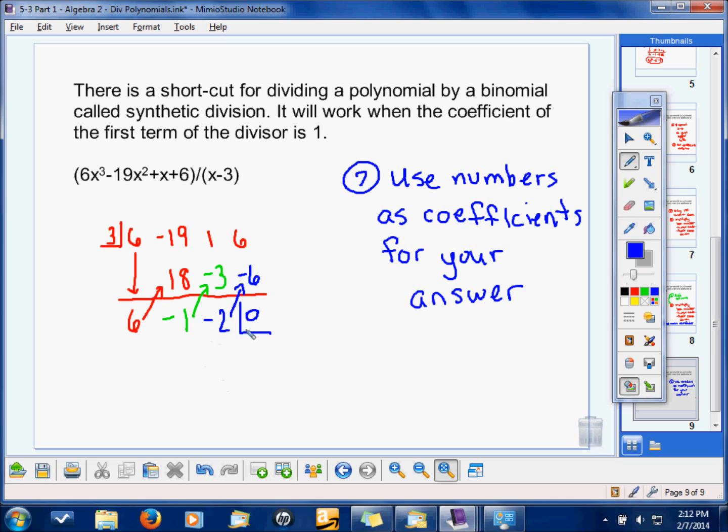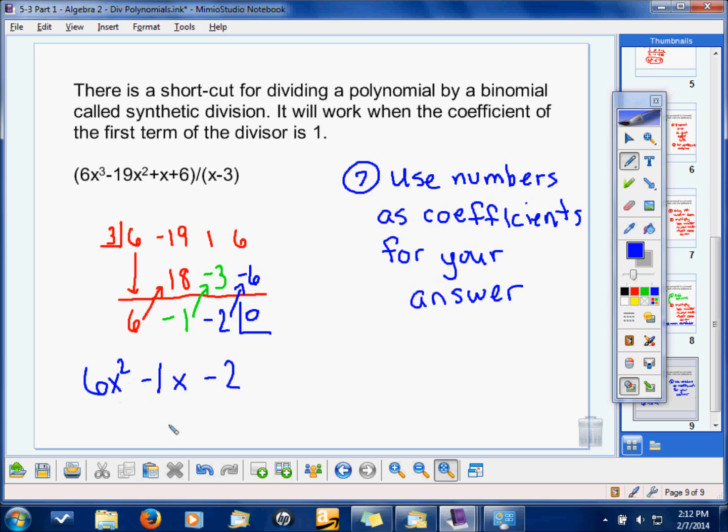This one over here that's right next to the box is always going to be brought down just as is, as a -2. This one, if you think of it as place values, this is the x to the first coefficient. So this is really -1 x to the first. This is really the x to the second. Okay, this one is really the x to the second coefficient.